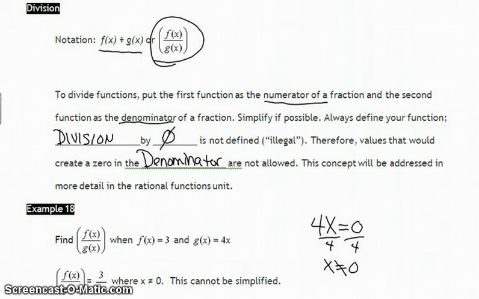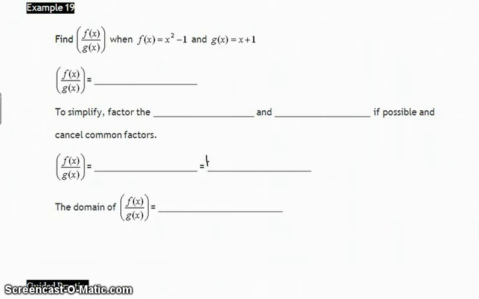Let's move on to example 19. Example 19 says to find f of x divided by g of x when f of x is x squared minus 1 and g of x is x plus 1. First thing we do is replace the notation with the expression, so I have x squared minus 1 over x plus 1. Simply, wherever I see f of x, I'm going to put in the expression, and where I see g of x, I put that in. Now we need to simplify.